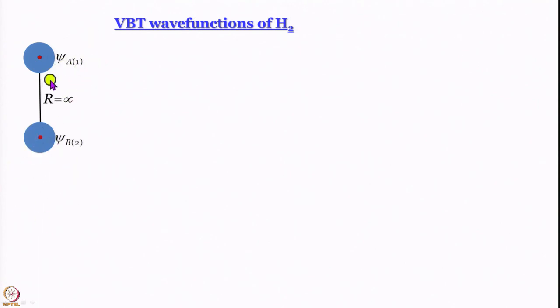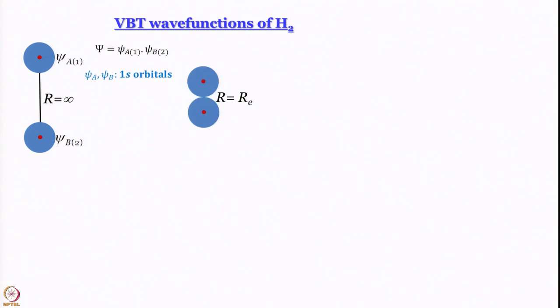So, electron number 1 would reside in the 1s orbital of nucleus A, electron number 2 would reside in the 1s orbital of nucleus B. So, what would the wave function be? Wave function would be the product of psi A 1 and psi B 2. Psi A 1 means electron number 1 is in the 1s orbital of atom A. Psi B 2 means electron number 2 is in the 1s orbital of atom B. So, A and B are the names of atoms, 1 and 2 are the indices for electrons. Okay. So, this is what it is when they are very far apart, electron number 1 is happily, blissfully ignorant about the presence of nucleus B, and electron number 2 is happily ignorant of the presence of nucleus A.